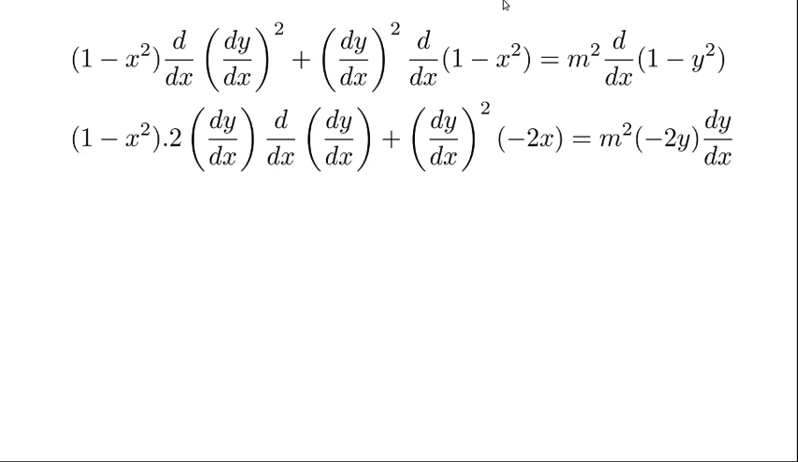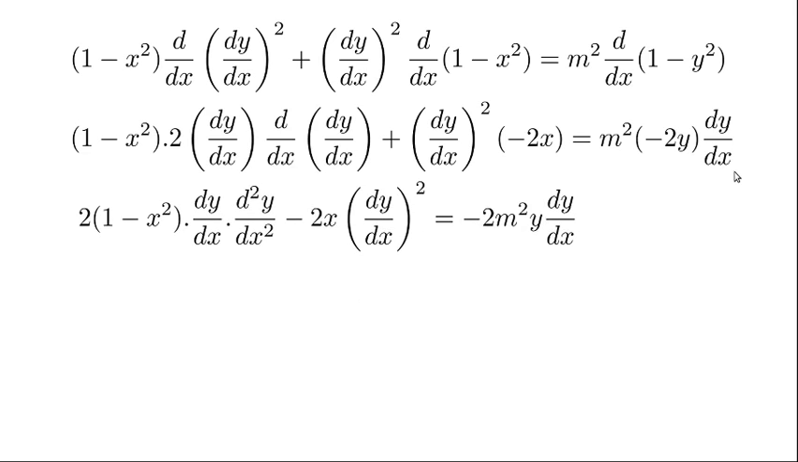So the derivative of (dy/dx) whole square: treat dy/dx as x, so it is something like x square. The derivative of x square is 2x into the derivative of what you thought of as x. So it becomes 2 dy/dx into d/dx of dy/dx, plus this term, as it is, (dy/dx) whole square, and its derivative is minus 2x; the derivative of 1 is 0. And on the right hand side, it becomes the derivative of 1 minus y square with respect to x. The derivative of 1 is 0, and this is minus 2y into dy/dx.